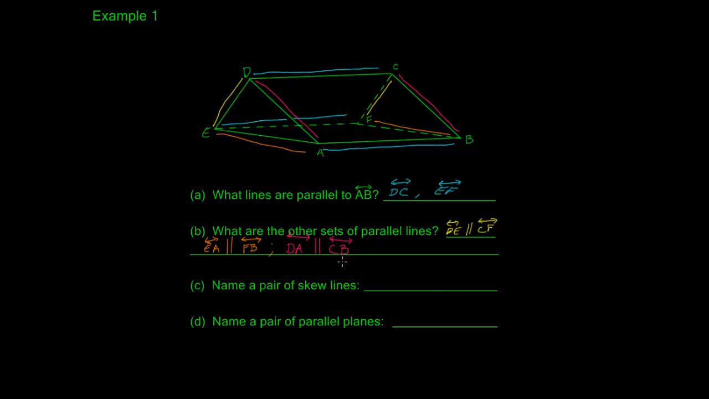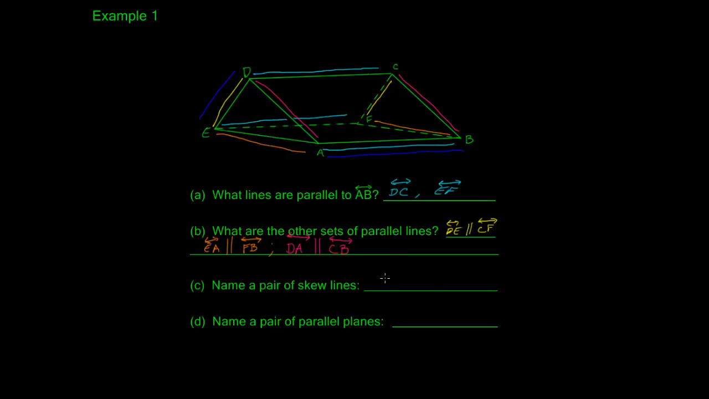Now let's talk about a pair of skew lines. Skew lines, let's look back, are lines that are not on the same plane and are not parallel. So they cannot be parallel. Going up here and looking at our skew lines, a pair that I can see is our DE right here. It can't be on the same plane, so they will never intersect.